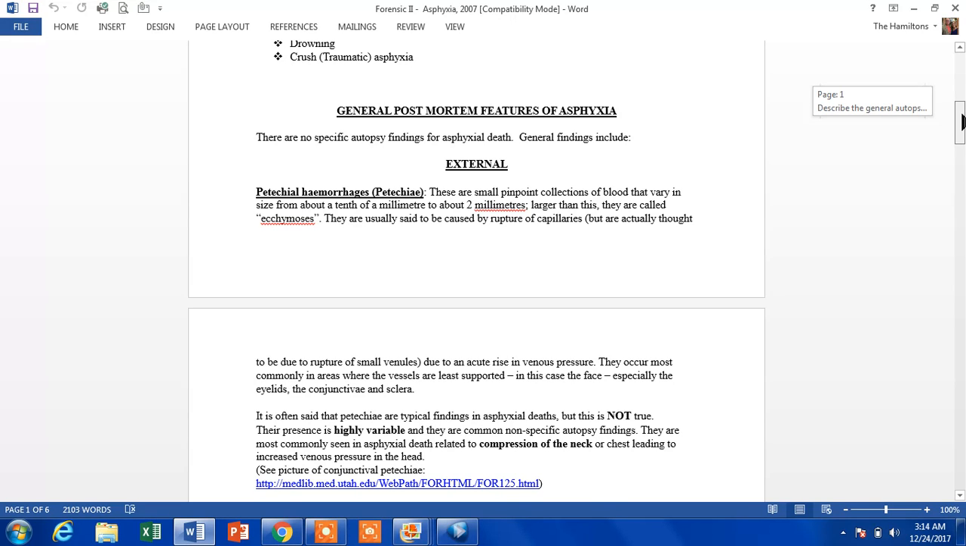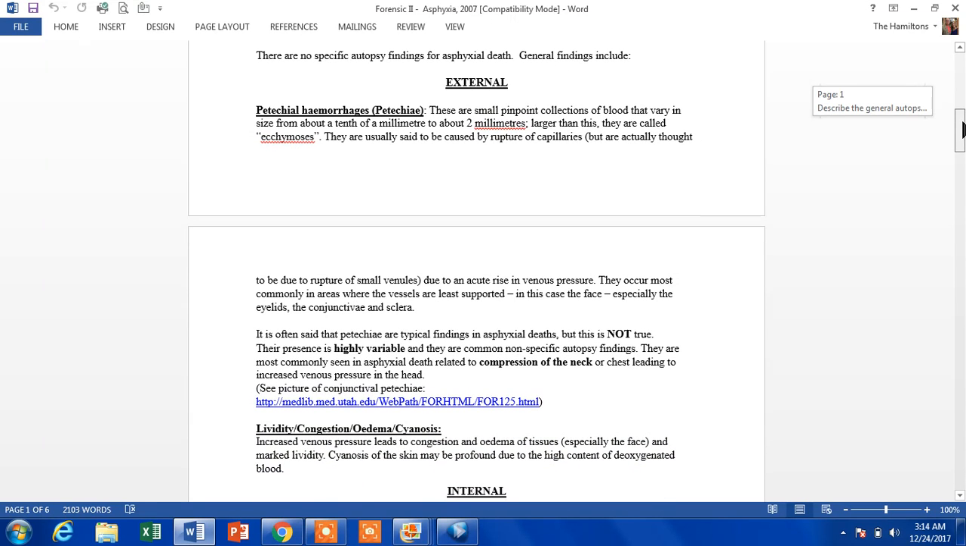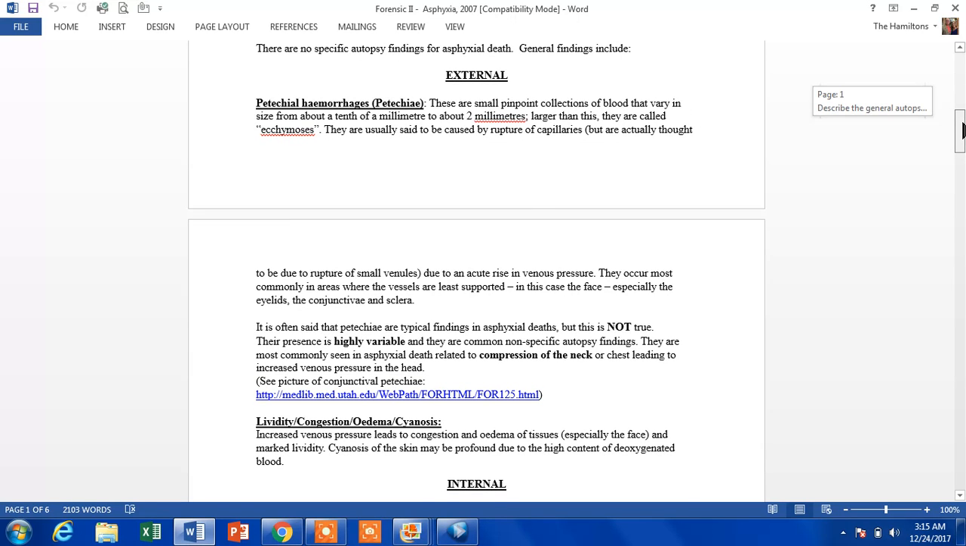It is often said that petechiae are typical findings in asphyxial deaths, but this is not true. Their presence is highly variable, and they are common, non-specific autopsy findings. They are most commonly seen in asphyxial death related to compression of the neck or chest, leading to increased venous pressure in the head.